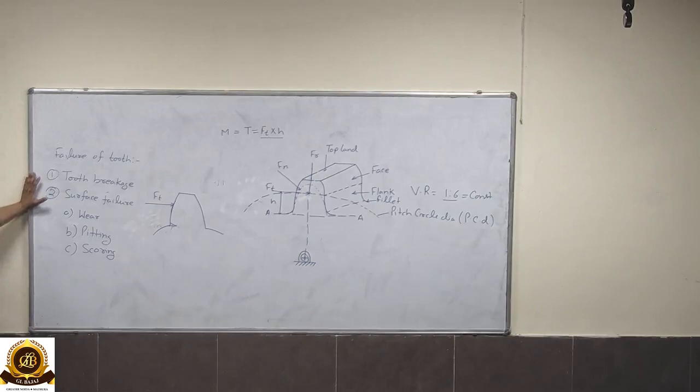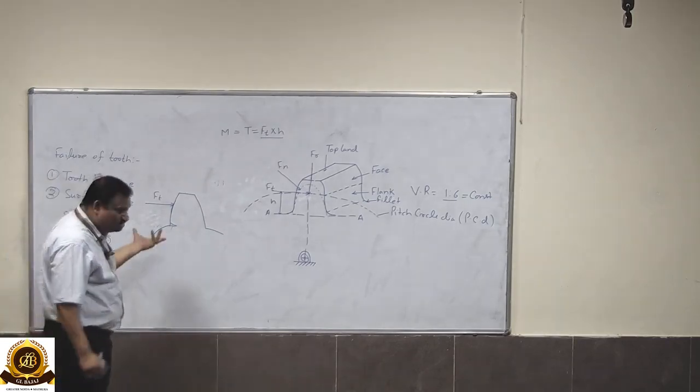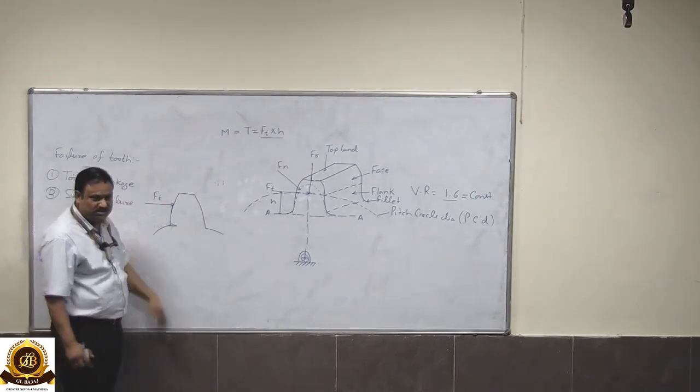So we have to maintain the surface or profile of the tooth for conjugate action and to achieve a constant angular velocity ratio. Next is very interesting, but it is not mentioned in any book. I just want to discuss it with you.